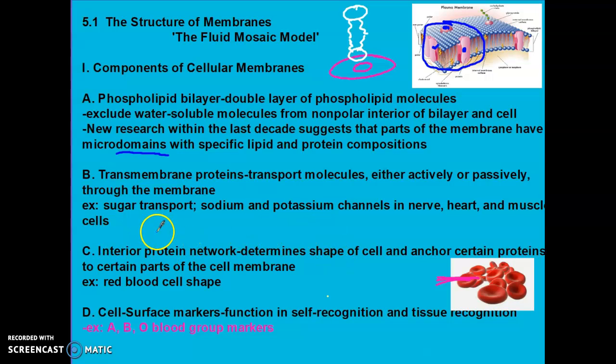So examples of this are like sugar transport, like glucose. Sodium and potassium channels in the nerves become very important. And then heart and muscle cells.